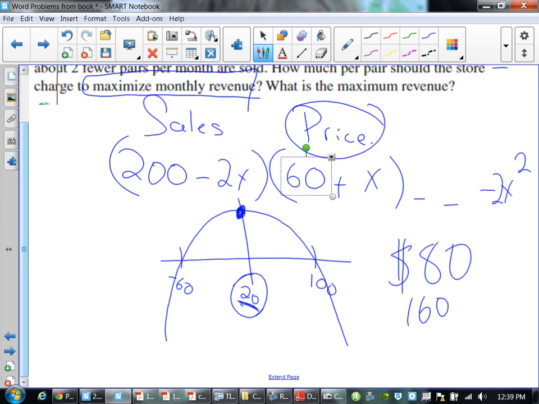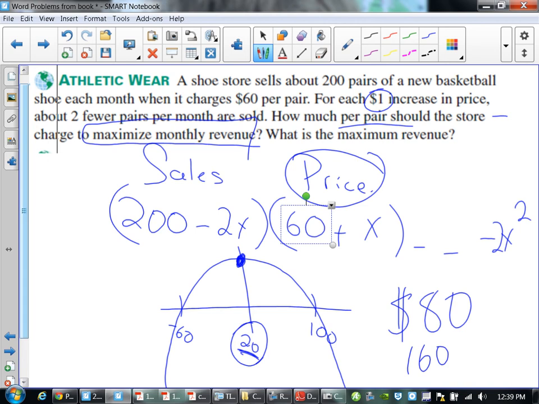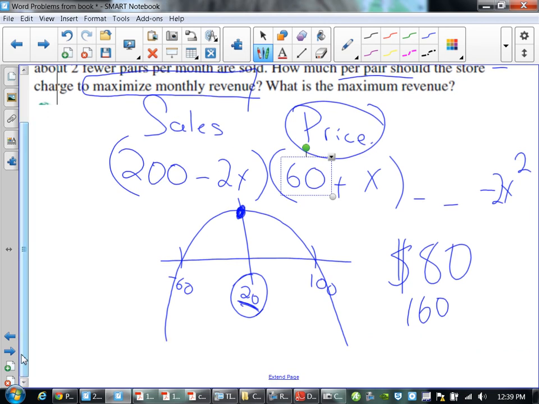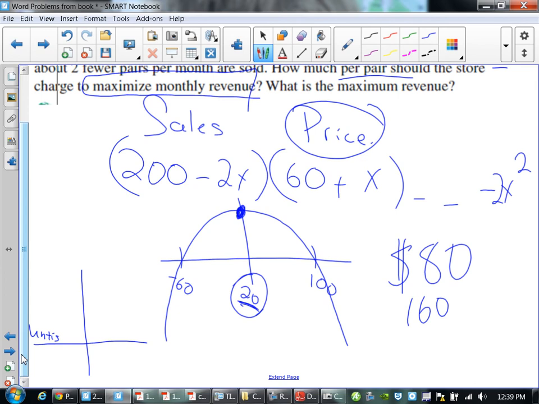Why do you only do it for the price? Because it was asking two separate questions. It was how much per pair should they charge, and what's the maximum revenue? If you think about it in terms of the graph in x's and y's, your x coordinates are units, like the multiplier. So what's that 160? The 160 is how many of them I'm selling. So I'm selling 160 pairs at 80 bucks a piece.